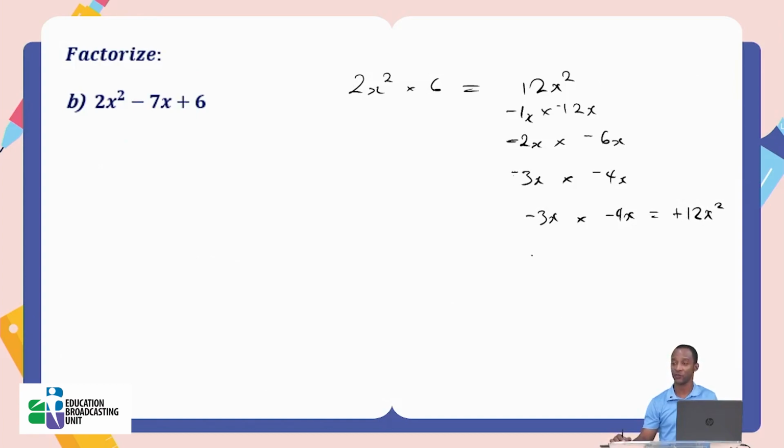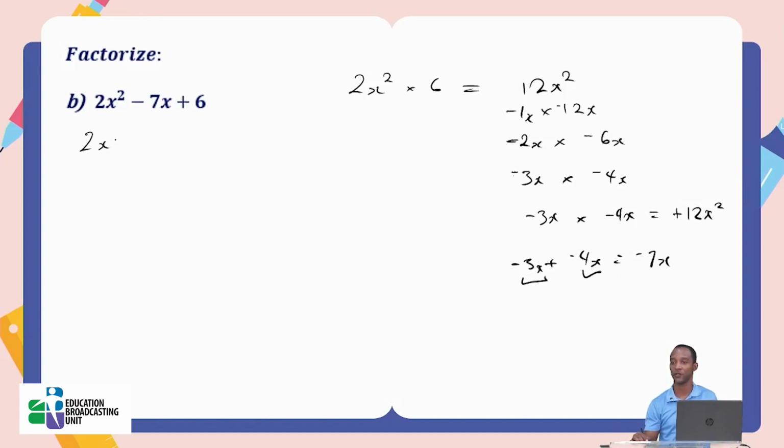Now when we add these, what would we get? If I have negative 3 and I add it to negative 4, well, there's a rule. The rule is when you're adding two numbers with the same sign, you add the 3 to the 4 in this case and get 7, and you keep the negative sign. So negative 3x plus negative 4x will give us negative 7x. So these are the two factors that we'll use to replace the negative 7x.